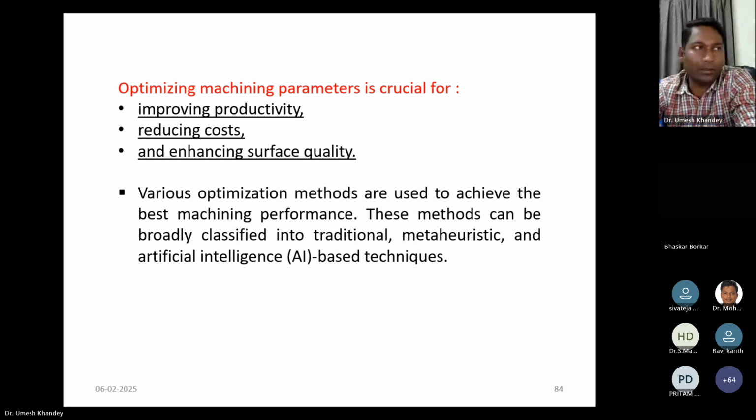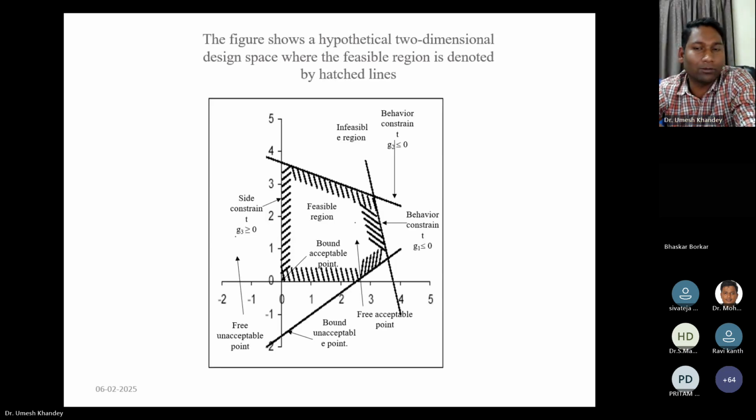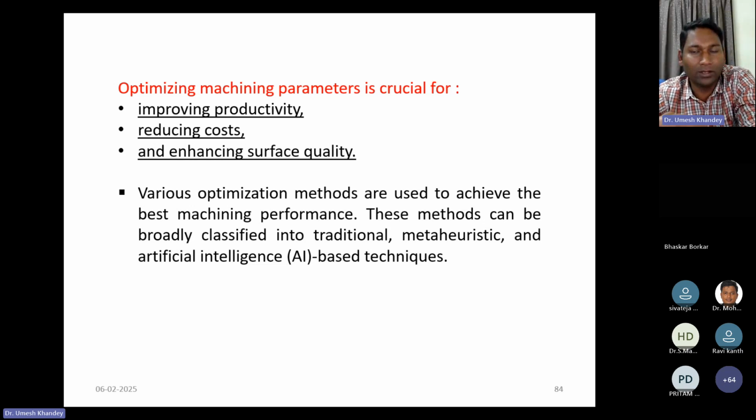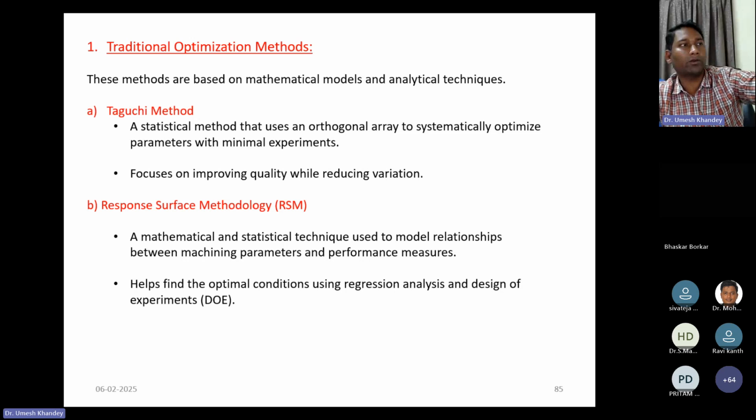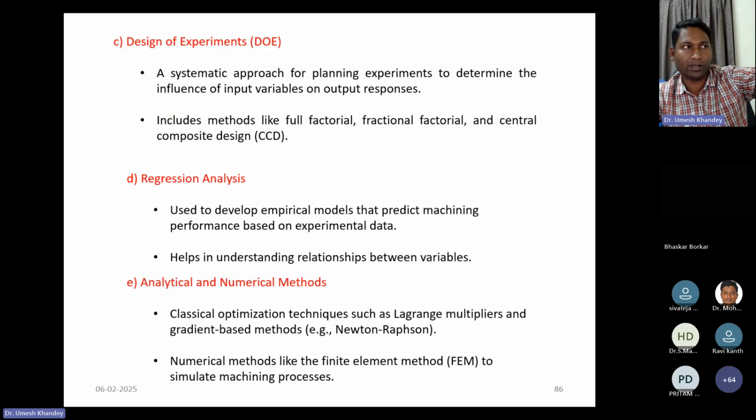Now what I wanted to say is that I have entered the optimization processes. Let me give at least a glimpse so the audience may come to know what optimization techniques are utilized nowadays for finding the optimum level of parameters related to machining processes. Optimizing machining parameters means improving productivity, reducing cost, and enhancing surface quality. If this is your aim, you may have various traditional optimization methods like Taguchi, response surface methodology, design of experiments, regression analysis, and analytical and numerical methods.